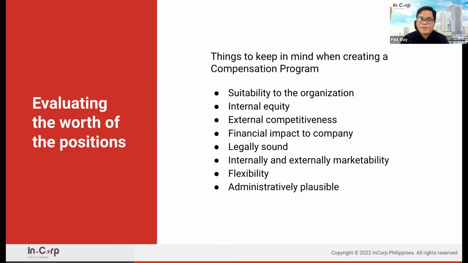In terms of the times, especially nowadays, wherein the competition for talent is quite high, you should be able to make use of a compensation program that would be flexible enough for you to get talent which is relatively higher compared to the average of your internal market. This way, you'd be able to get better talent from outside. And of course, it should always be administratively plausible, meaning you shouldn't come up with a compensation program or a rewards program that cannot be done by your organization on the administrative level.